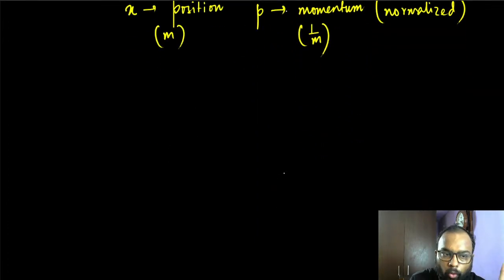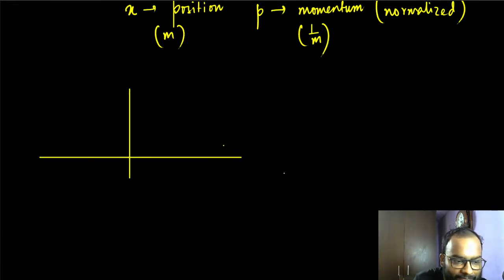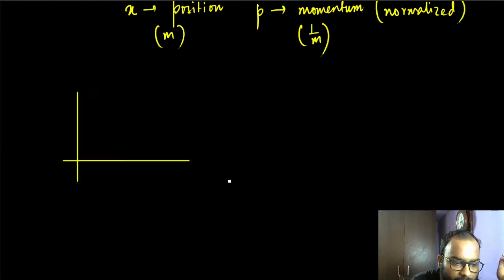To tell you what I mean, say we have a signal in the time domain. Let's say the signal is something like this: a very precise signal, a precise sine wave.